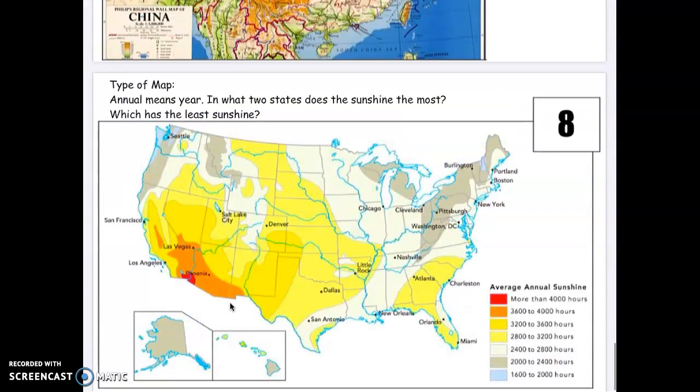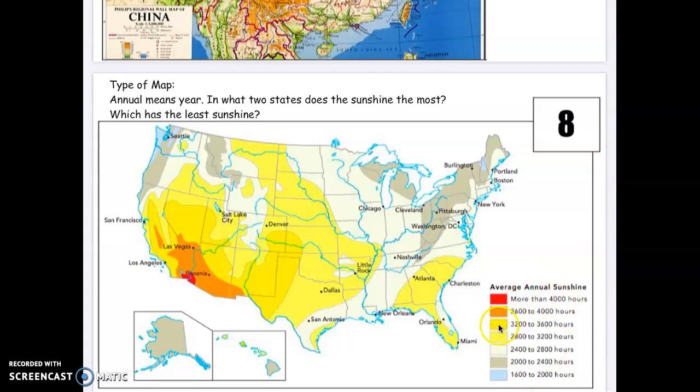All right, last map, map number 8. What type of map is map number 8? I hope you guessed or knew climate map. Yes, this is a climate map. Again, average annual, this time sunshine. We love that. Annual means year. In what 2 states does the sun shine the most? And in what 2 states does it shine the least?